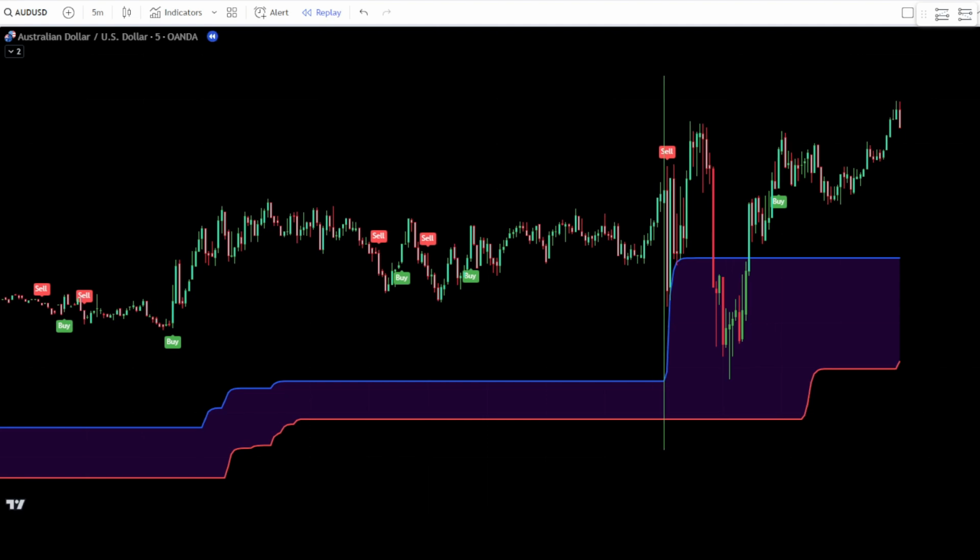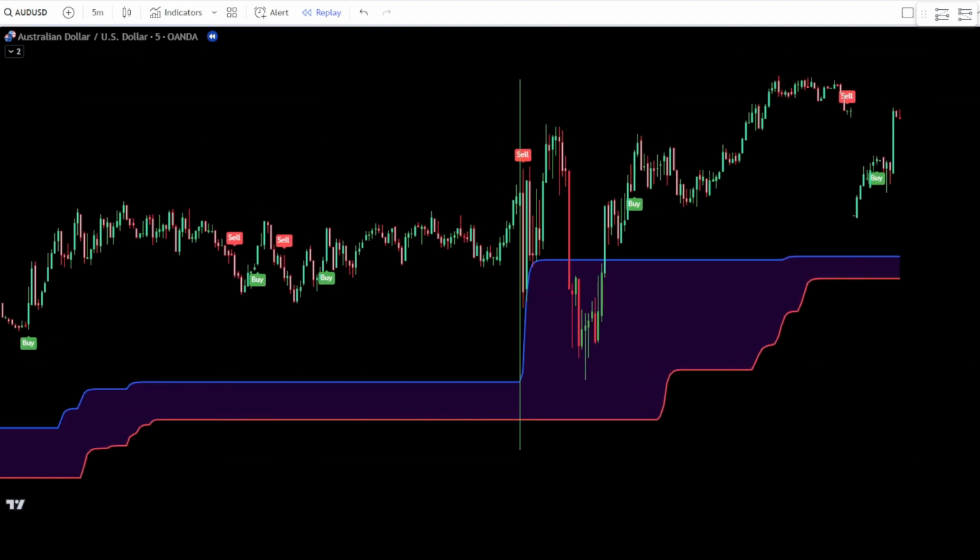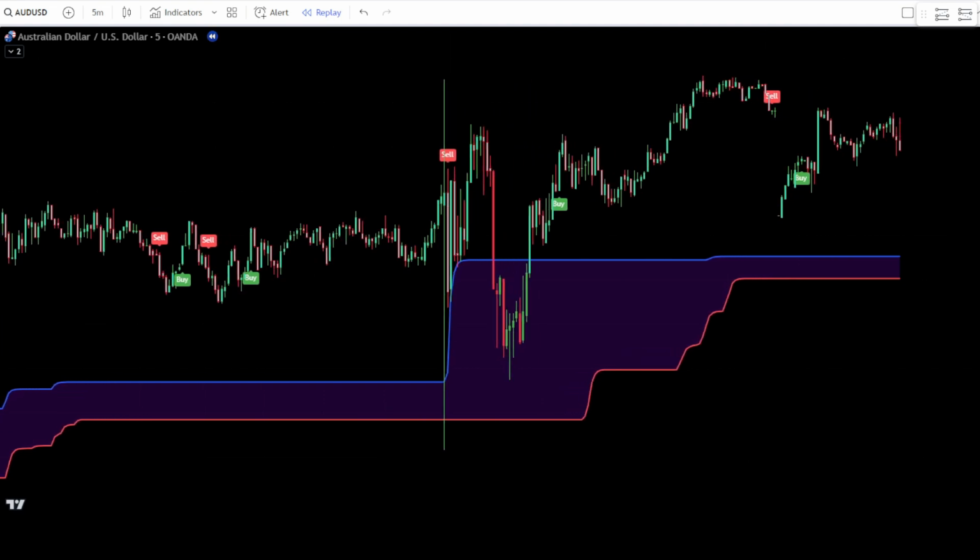Let's get started. In this example, we will demonstrate this scalping strategy on forex trading using the 5-minute time frame.